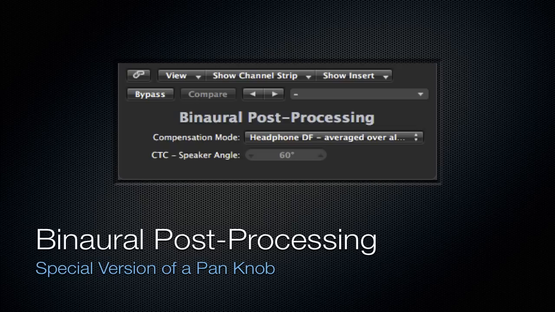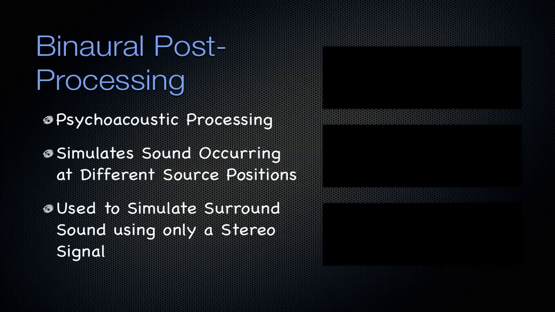First is going to be the Binaural Post-Processing plugin, and it's just a specialized version of the pan knob. This plugin has a complicated name and a complicated process behind it, but it's very simple to use. It uses psychoacoustic processing to simulate sound occurring at different source positions. To put it very simply, it just simulates surround sound with only a stereo signal.